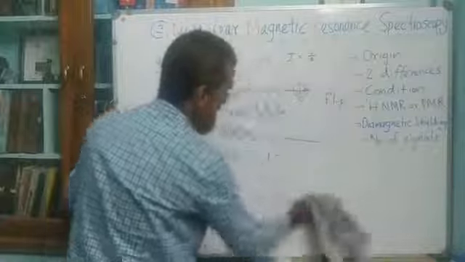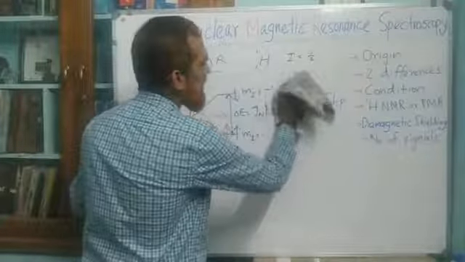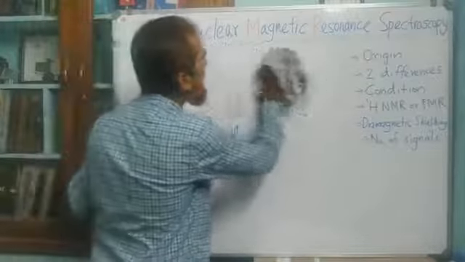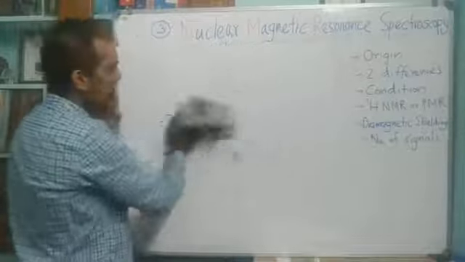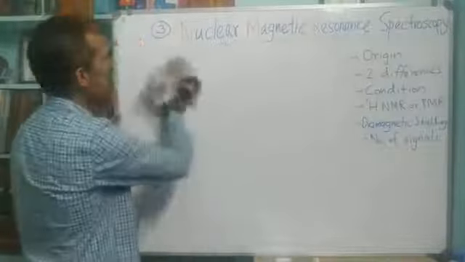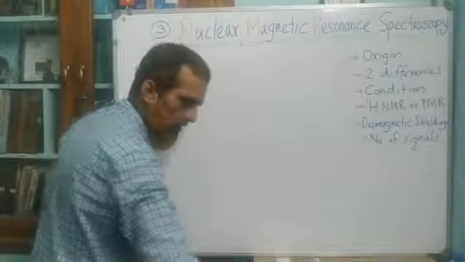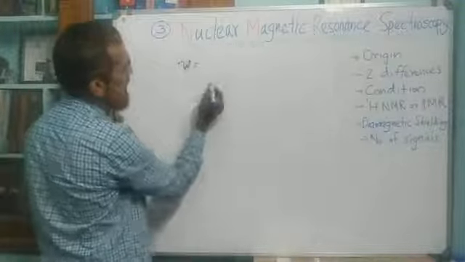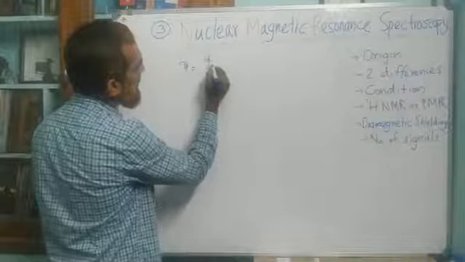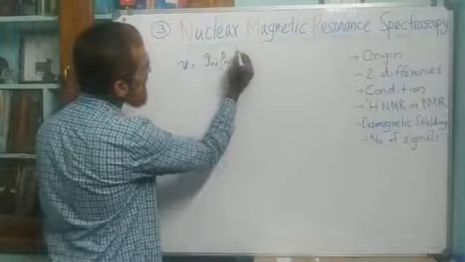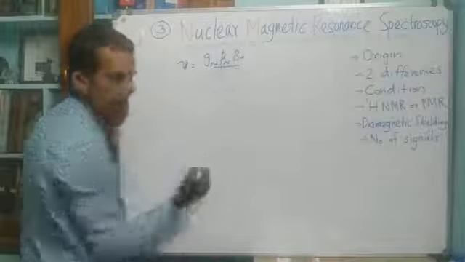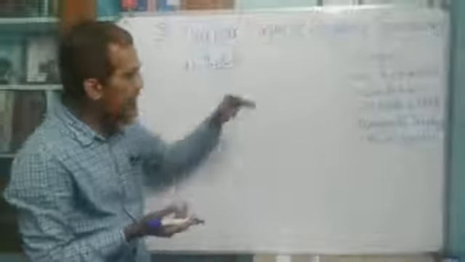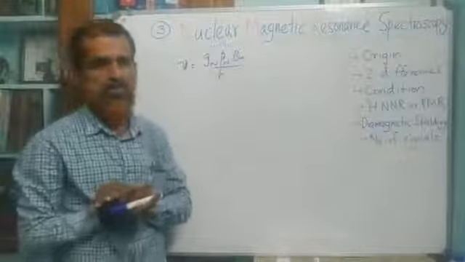Now, another important basic principle in NMR is what is known as diamagnetic shielding. See this equation, nu equals Gn beta n B0 divided by h. This equation gives the frequency of the radio wave required for the transition of the nucleus.